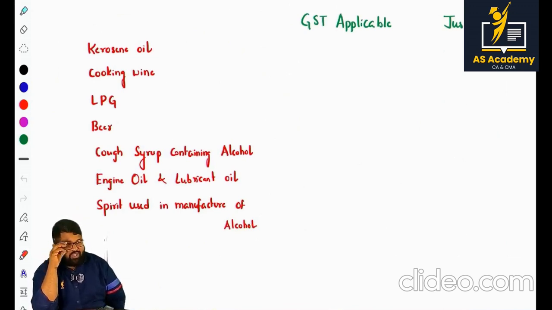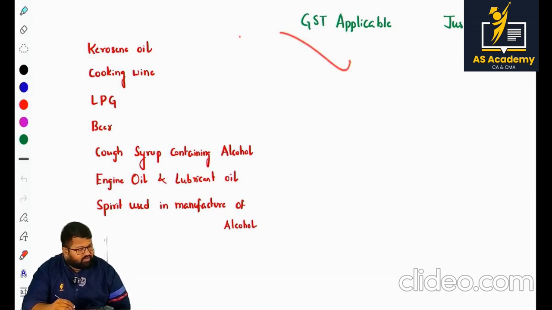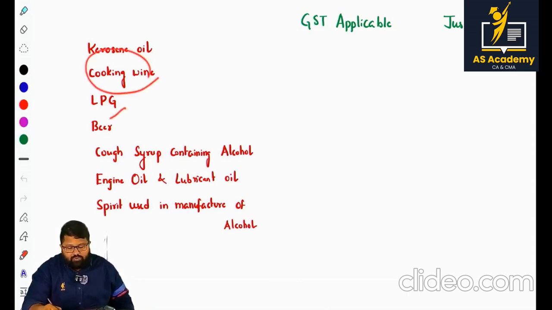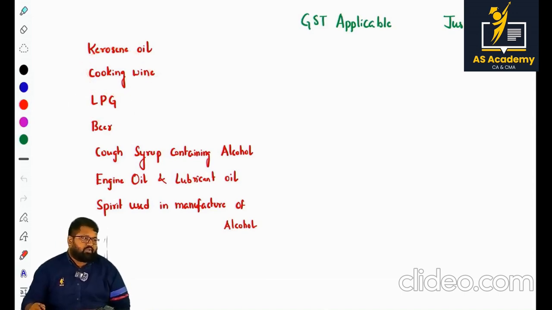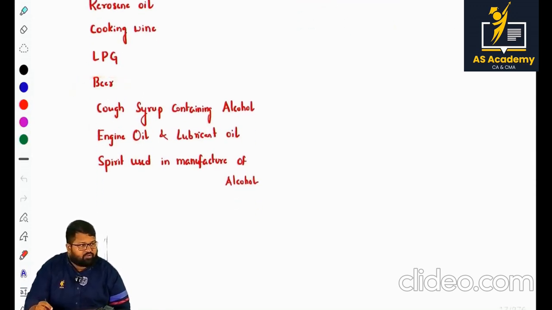Okay, next. Can you conclude these points? Kerosene, is GST applicable? Yes. What is the reason, ma'am? It is not covered in the petroleum products. What about cooking wine? Yes, applicable. What is the reason? Alcoholic liquor for human consumption is different; cooking wine is different. What about LPG, ma'am? Not covered under petrol, because CNG is covered in natural gas, LPG is not covered there. What about beer, ma'am? Not applicable, because it is alcoholic liquor for human consumption.